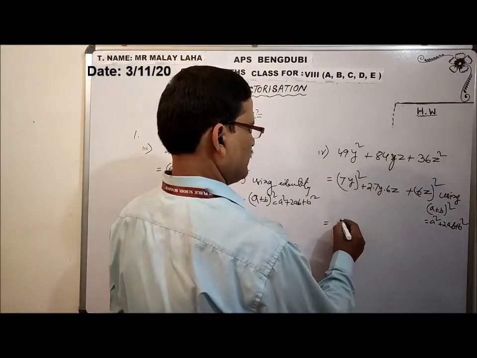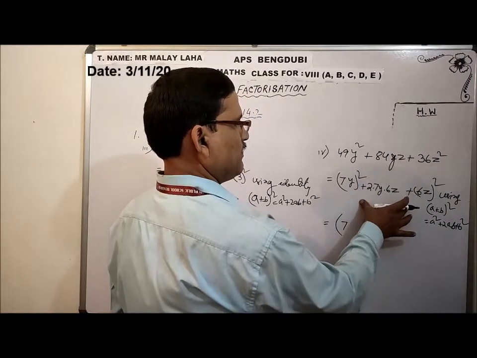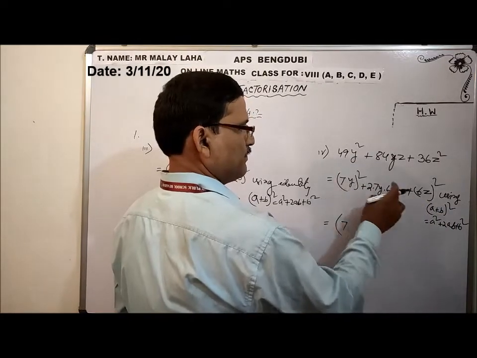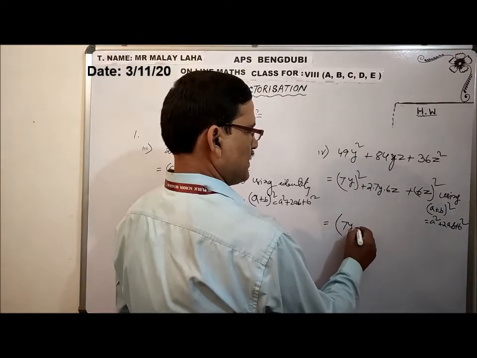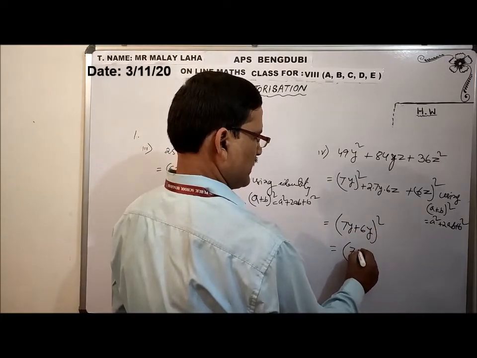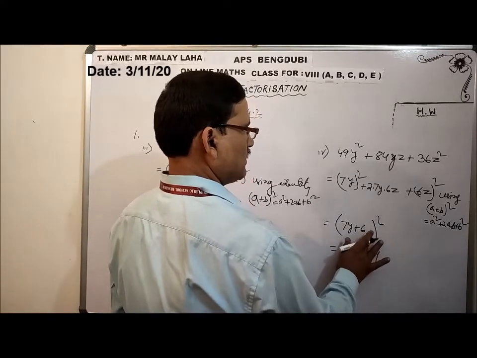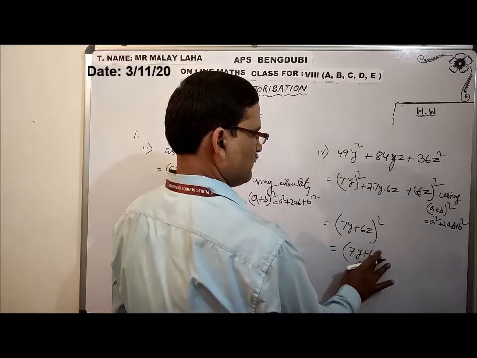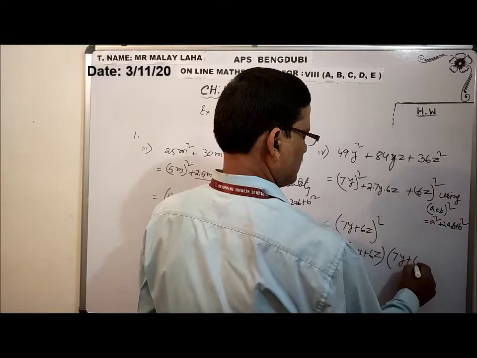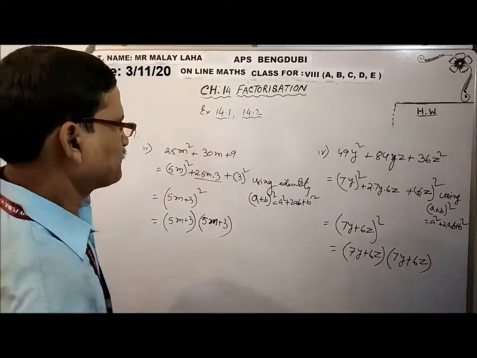Then it is the formula of a plus b whole square, the expression I have written in the expansion form. a is 7y, b is 6z. So 7y plus 6z whole square. Whole square means 2 times I have to write: 7y plus 6z, 7y plus 6z. Product form. Understood?